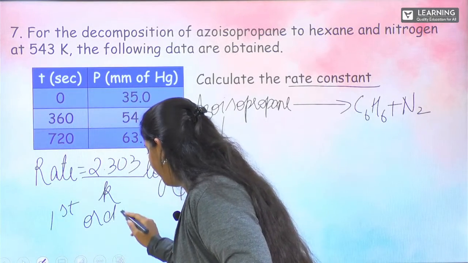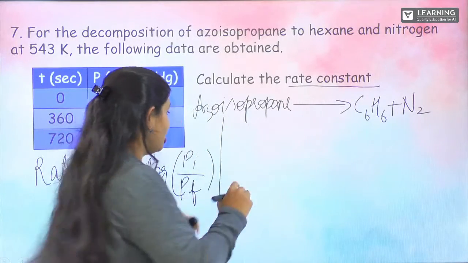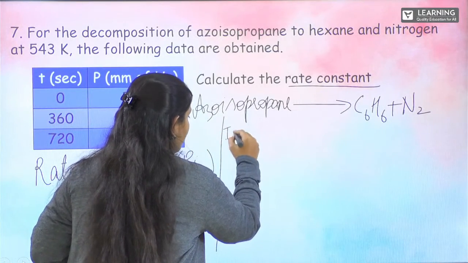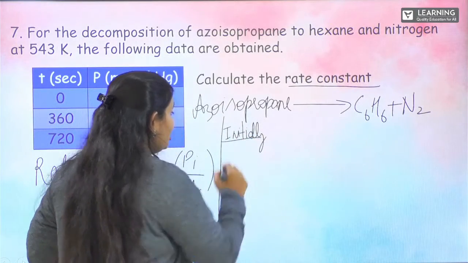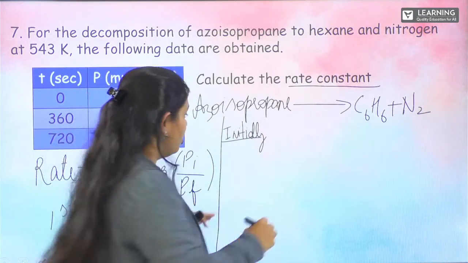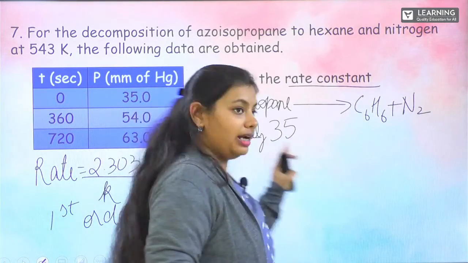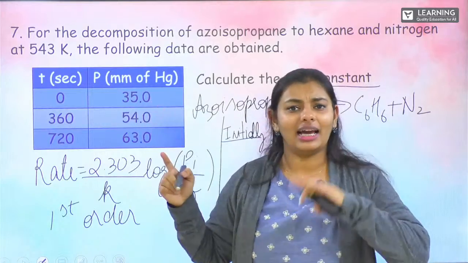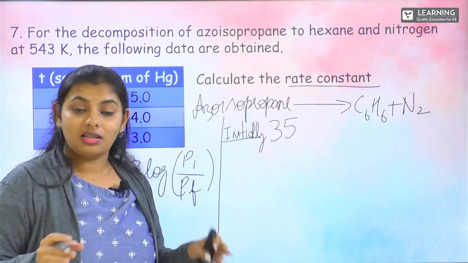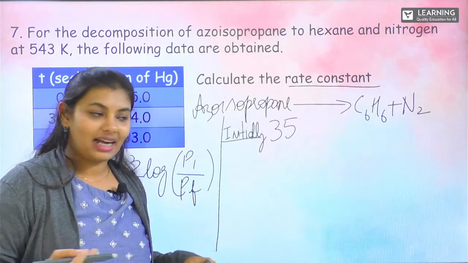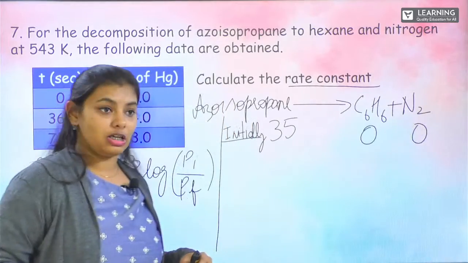First order. Here, azoisopropane, initially, what will be the pressure? The pressure is going to be 35, right? This is what is given at time 0. And what is the product which is being formed? Nothing. At the initial stage, there will be only reactant, there will be no product formed. So this is going to be 0 and 0.